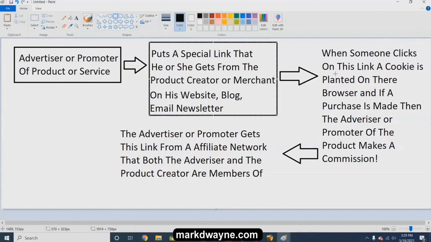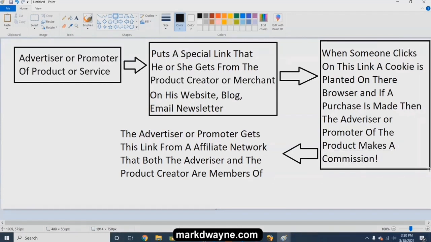When someone clicks on this link, a cookie is planted on their browser, and if a purchase is made, then the advertiser or promoter of the product makes a commission. The advertiser or promoter gets this link from an affiliate network that both the advertiser and the product creator are members of.